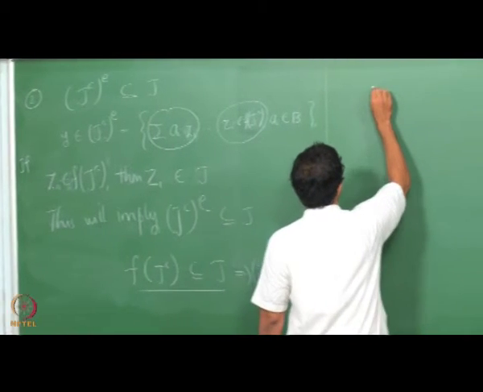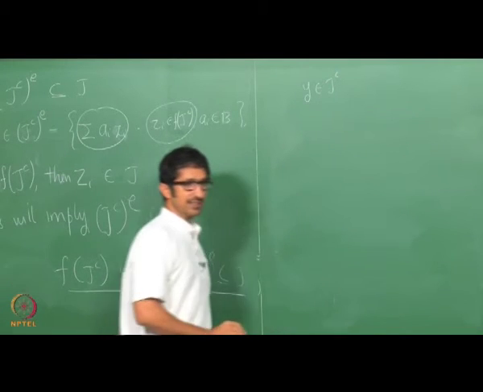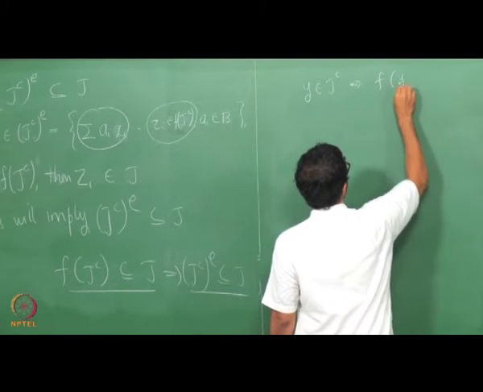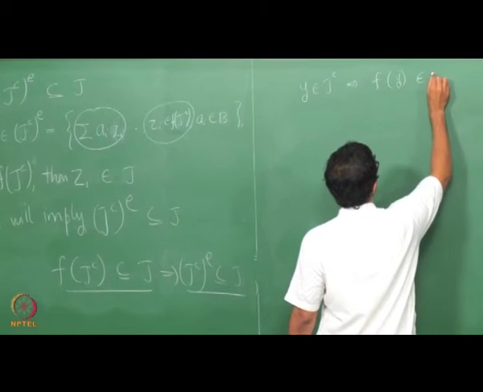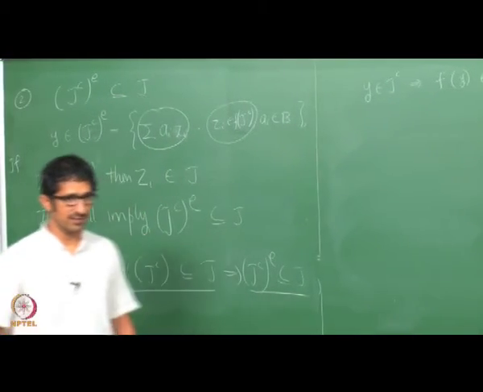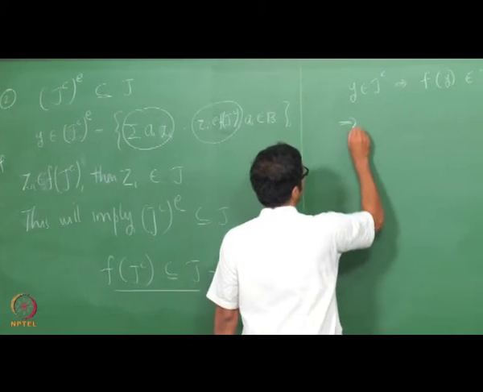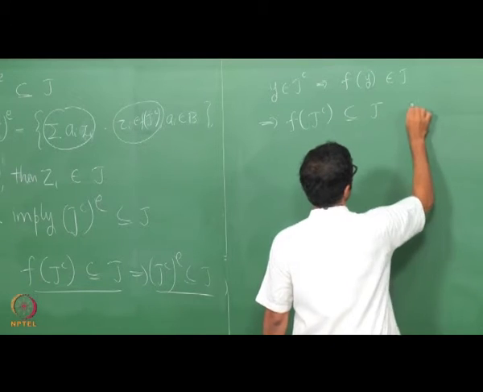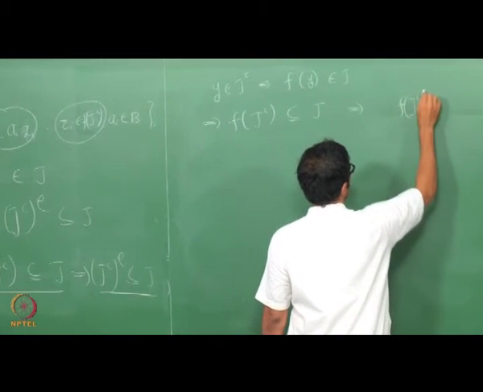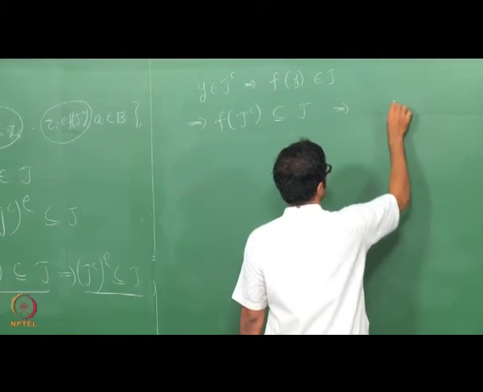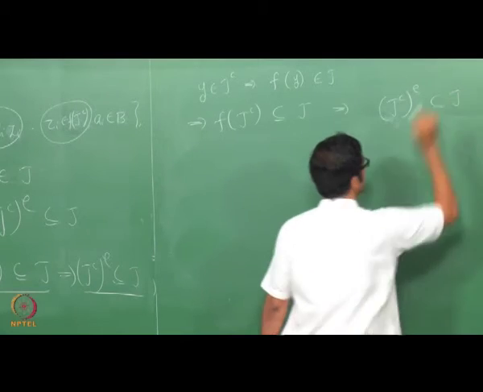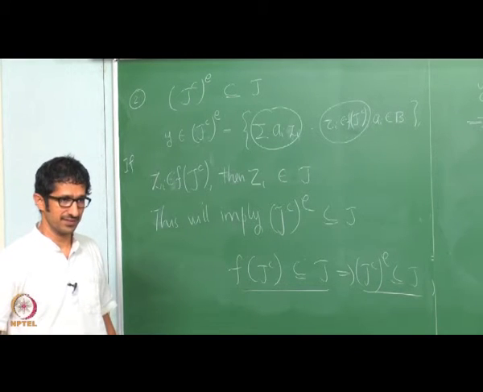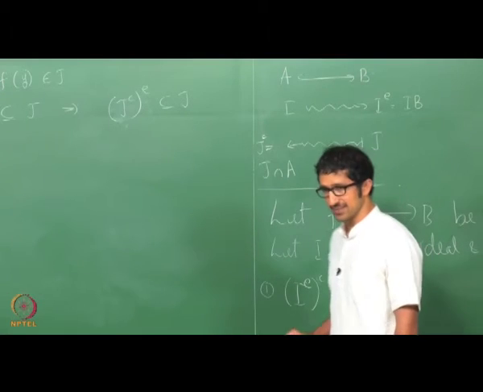If I take an element y in J contracted, what does that mean? This implies that F of y is indeed in J, and that implies that F of J contracted is contained in J, and that implies that the ideal generated by F of J contracted, or in other words, J contracted extended, is contained in J. Okay. Is this clear?